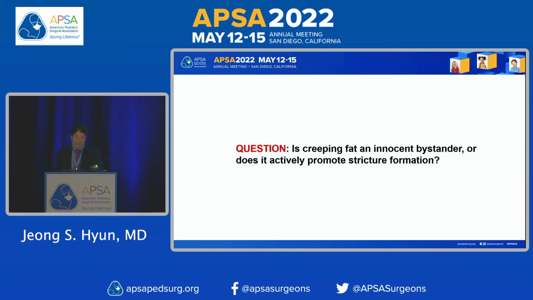So is creeping fat just an innocent bystander, a marker and nothing more? Or is there something else going on? One of the problems with trying to figure this out is that there's no real good optimal animal model to study Crohn's disease. The models that are currently used often use intensive gavages that are time-consuming and probably more reflect an acute bowel injury model than Crohn's disease itself.